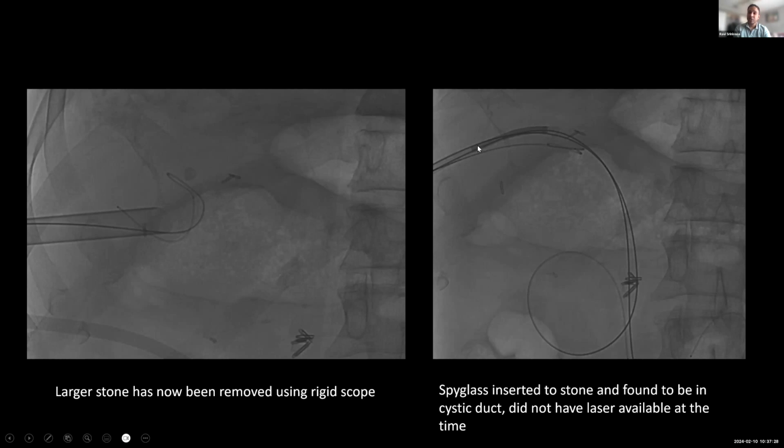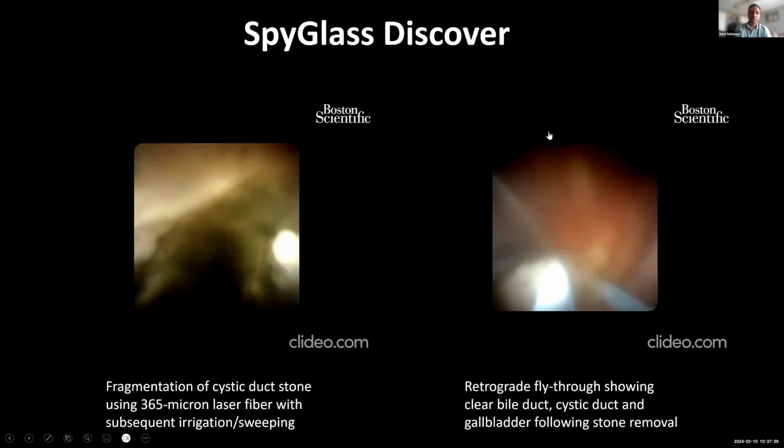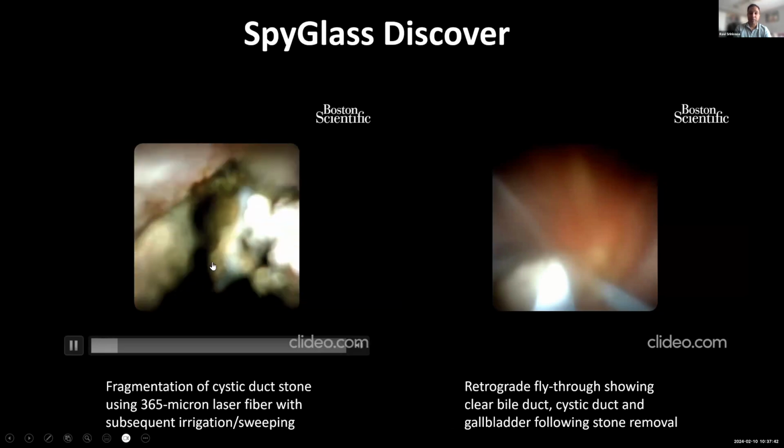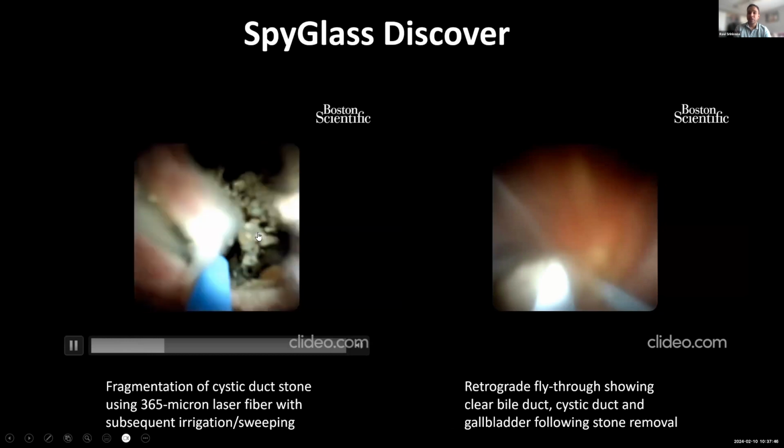So this is essentially going through the gallbladder, down into the cystic duct, across the cystic duct into the common duct, and down into the bowel. And you can see our scope getting stuck right there up against the stone. Here you can see us using the laser to fragment this stone and essentially dust it and treat it, and then clear out that stone debris.